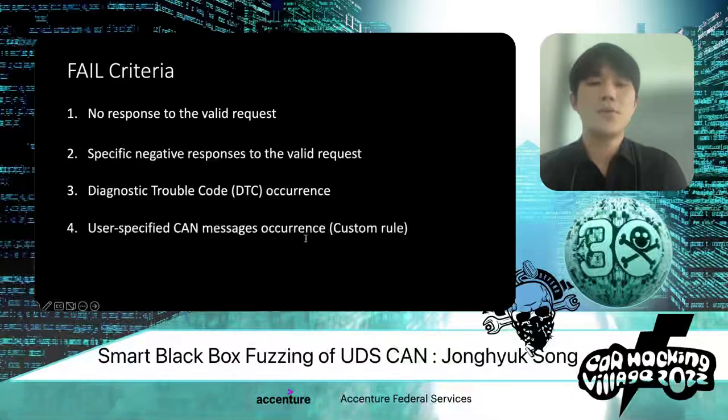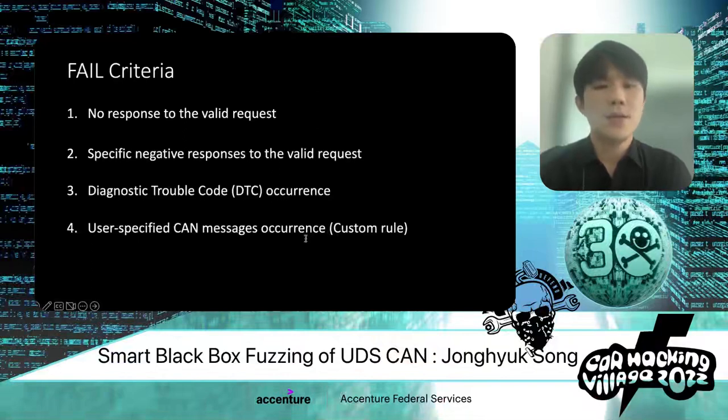First, no response to the valid request. After test case transmission, Fuzzer sends a valid request to the issue and checks the response. If there is no response within a timeout period, it's a fail. Second, specific negative response to the valid request. If Fuzzer receives some specific negative response to the valid request, it's also a fail. But not all negative responses are fails. The first and second criteria are the same as the way used in the service availability check.